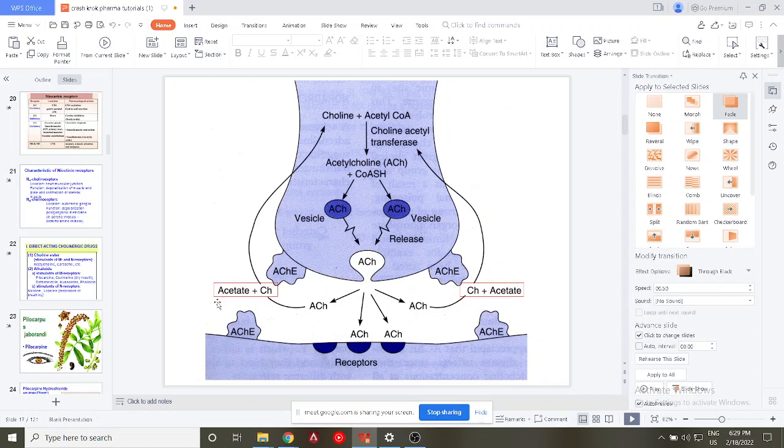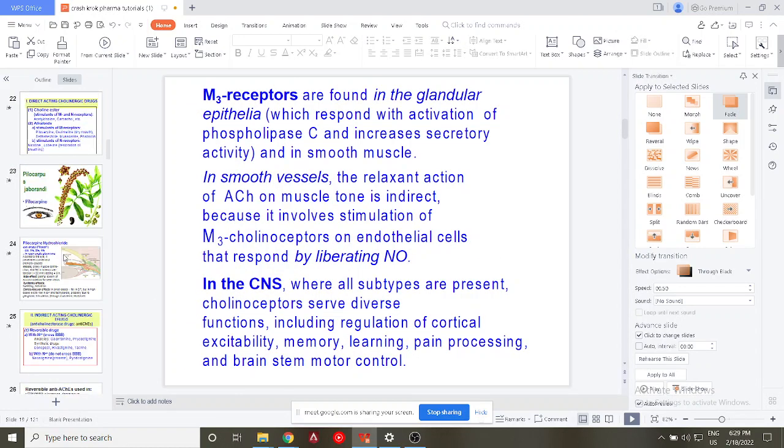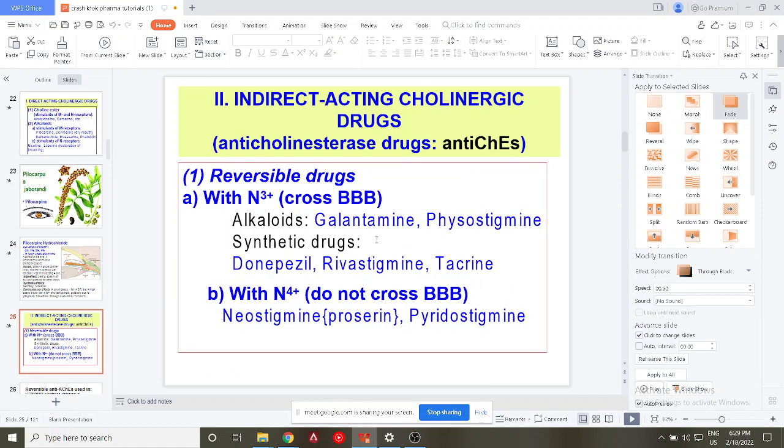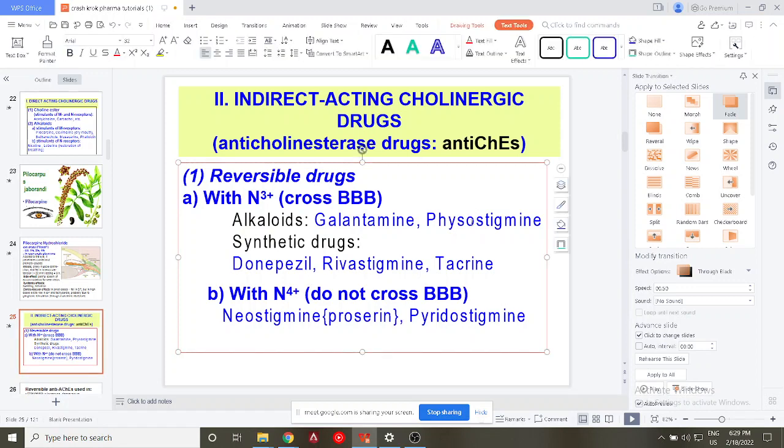Now we have drugs acting on acetylcholinesterase. Please remember the name acetylcholinesterase. These drugs are called indirect acting cholinergic drugs, or anticholinesterase drugs. The main drugs here are physostigmine, donepezil, rivastigmine. The mnemonic for this is the MINEs. Whenever you see this MINE, just know that it is an anticholinesterase drug.